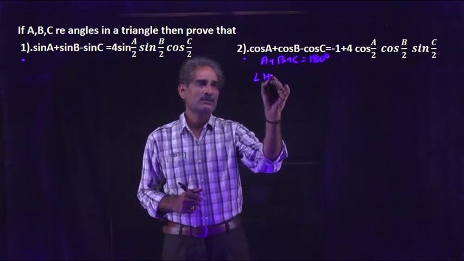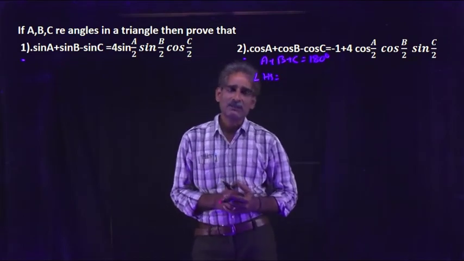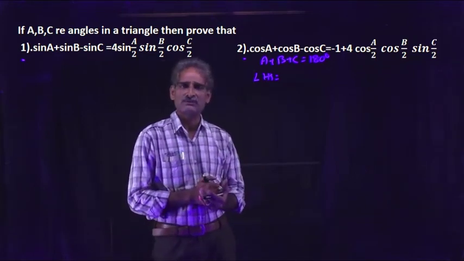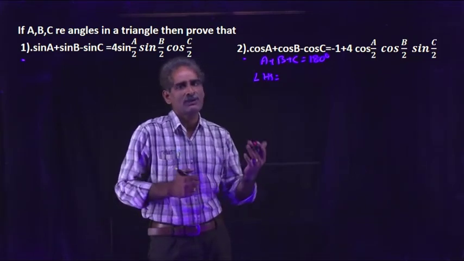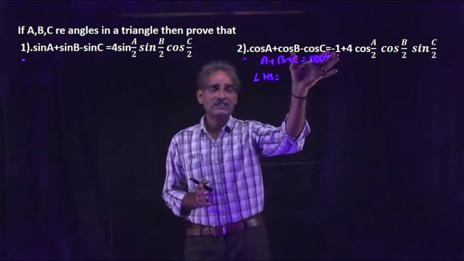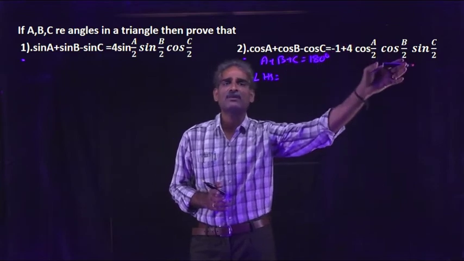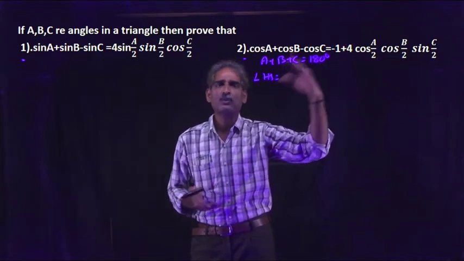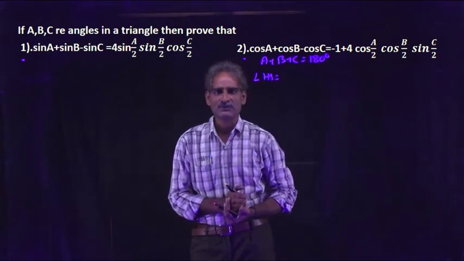Now LHS is equal to cos A plus cos B minus cos C. Choose any two out of these three. Select two functions and apply transformations. Our aim is to bring this sum of terms into a product of terms. We have to change it. Okay. So sum to product, we have to apply transformations.